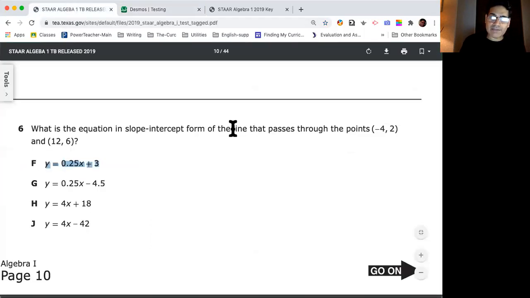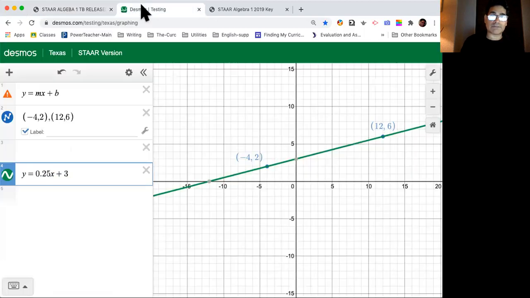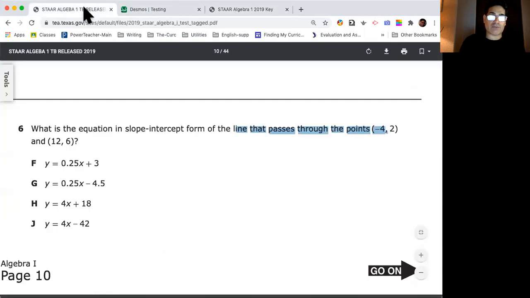The line that passes through the points -4, 2, and 12, 6. Am I seeing a line that passes through -4, 2, and 12, 6? Bam, we got that on the first one. Do we have to go on? Well, if you want to make sure, you could go ahead and you can graph all of them and make sure that you were on the right track, right?